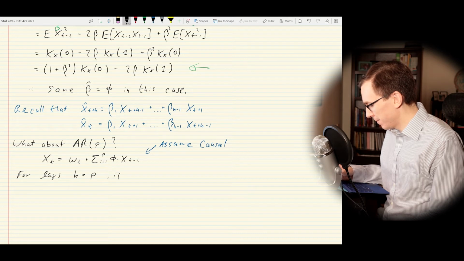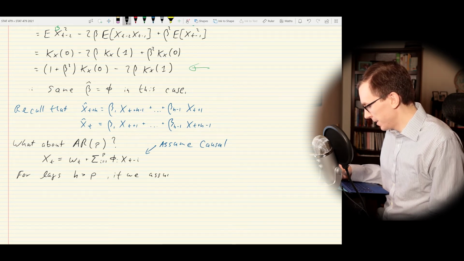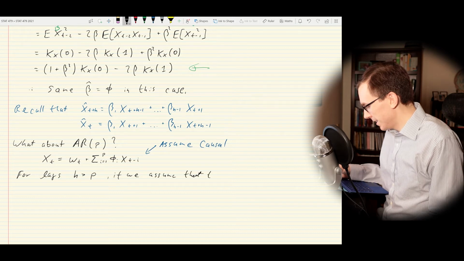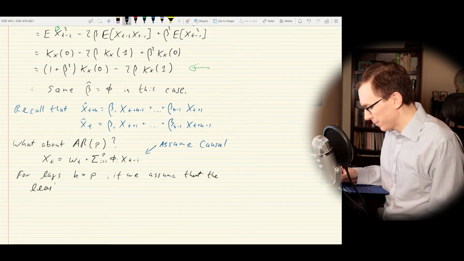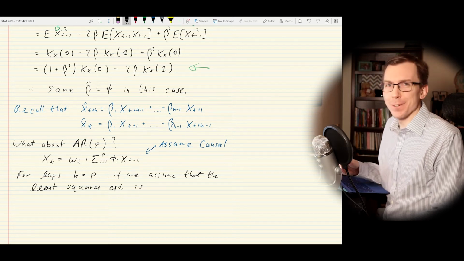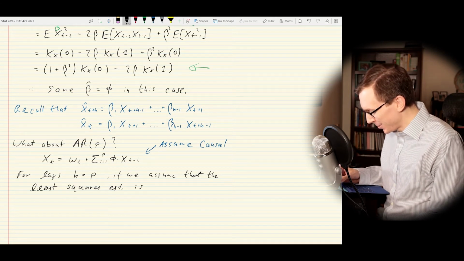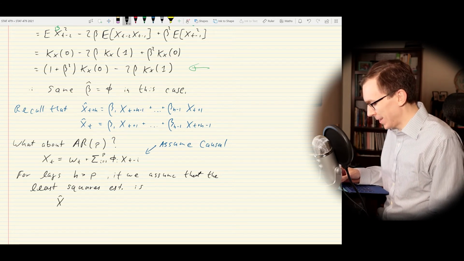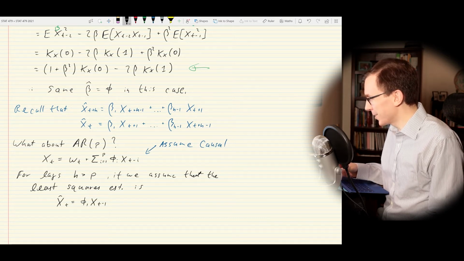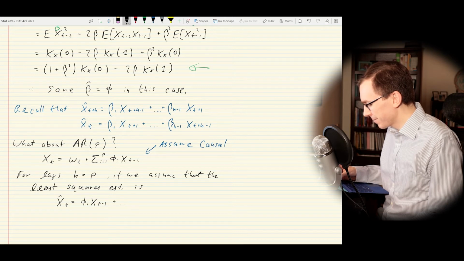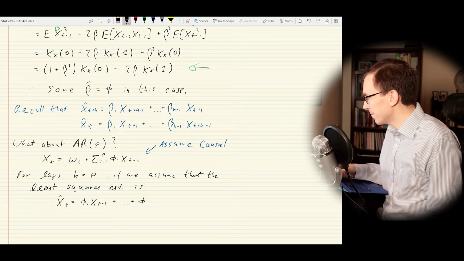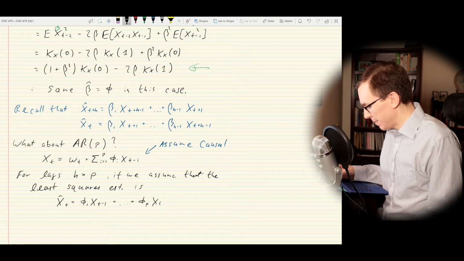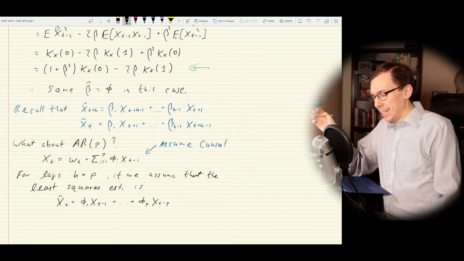We'll say if we assume that the least squares estimator is, I say assume because I really don't want to have to compute it myself in full generality. So we're just going to use our intuition and extrapolate from what we did in the AR1 case. If you don't believe me, I guess we could try to go through it in more excruciating detail. P x_{t-p}. But I think this intuitively makes sense.